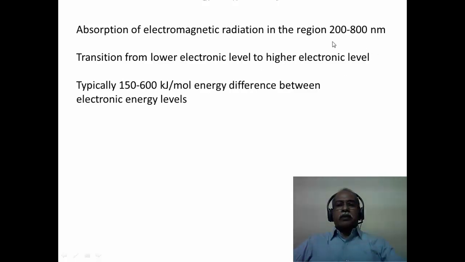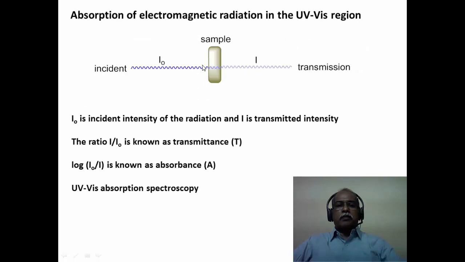This region of electromagnetic radiation, namely 200 to 800 nanometers, roughly corresponds to 150 to 600 kilojoules per mole of energy, and this essentially is the energy difference between the various electronic levels in a molecule. So we will discuss the transition among the various electronic levels in a molecule in ultraviolet spectroscopy.